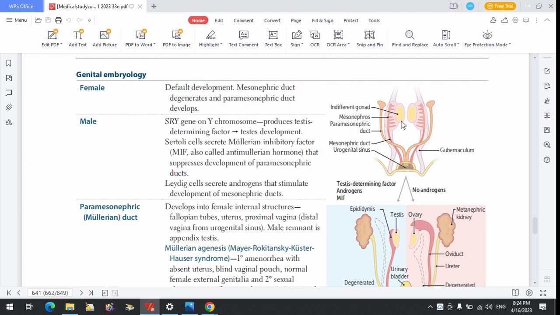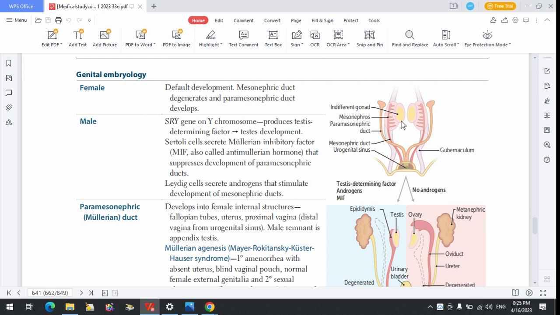And the paramesonephric duct will develop. Right. So once the paramesonephric duct develops, then now we'll have differentiation of the internal duct and then the external genitalia, right?